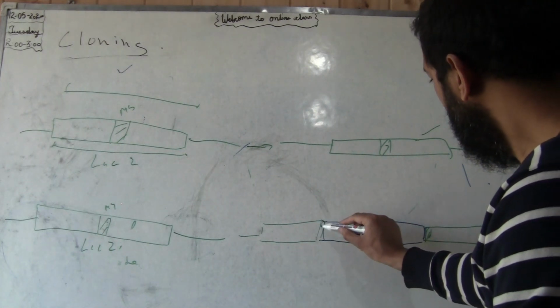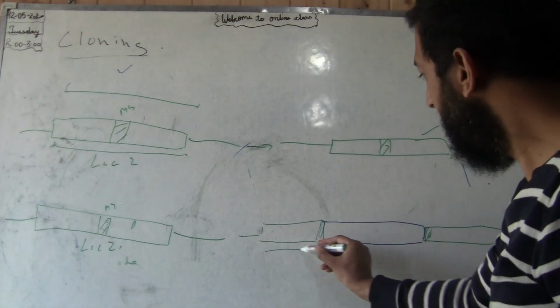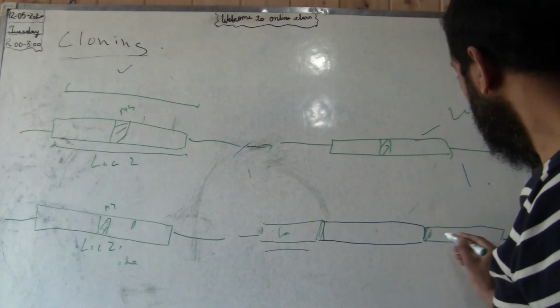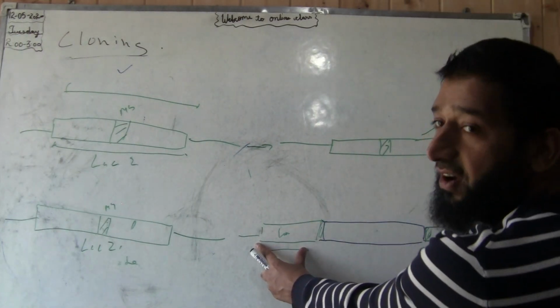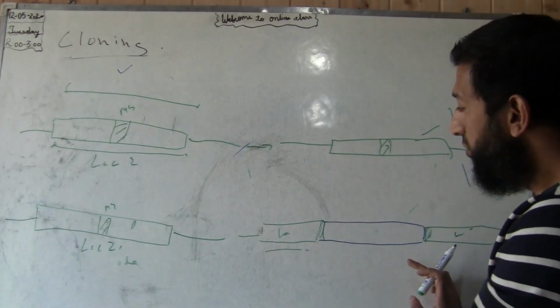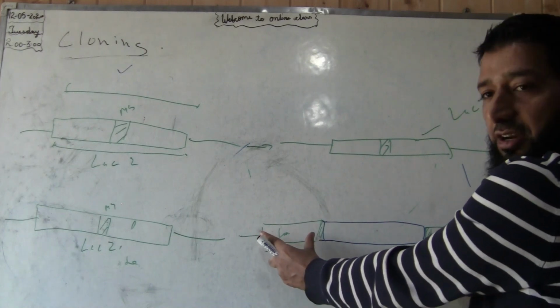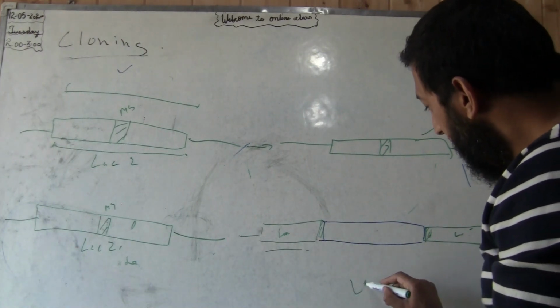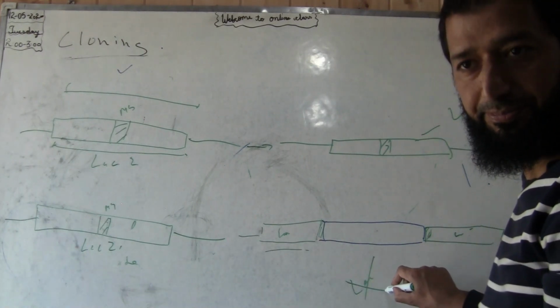These are multiple cloning sites on both sides, and this is your lacZ part 1 and lacZ part 2. This will not be functional because now you have an insert in between. That's a big gene, so it will make this gene dysfunctional. So lacZ is not functional here.